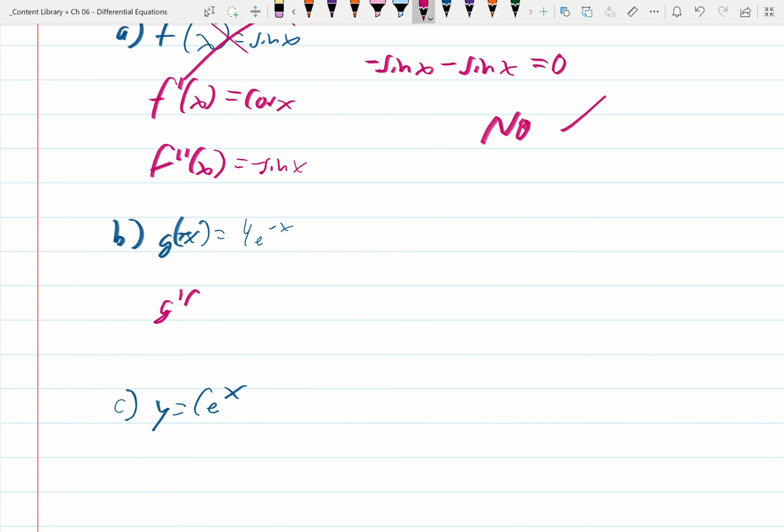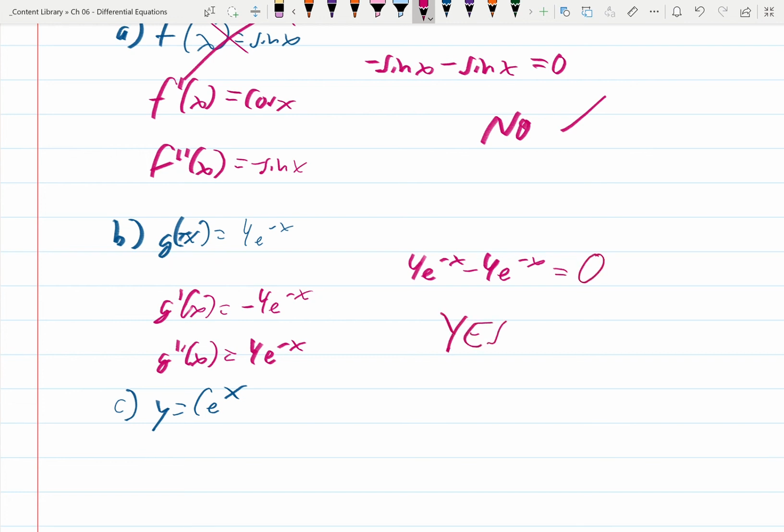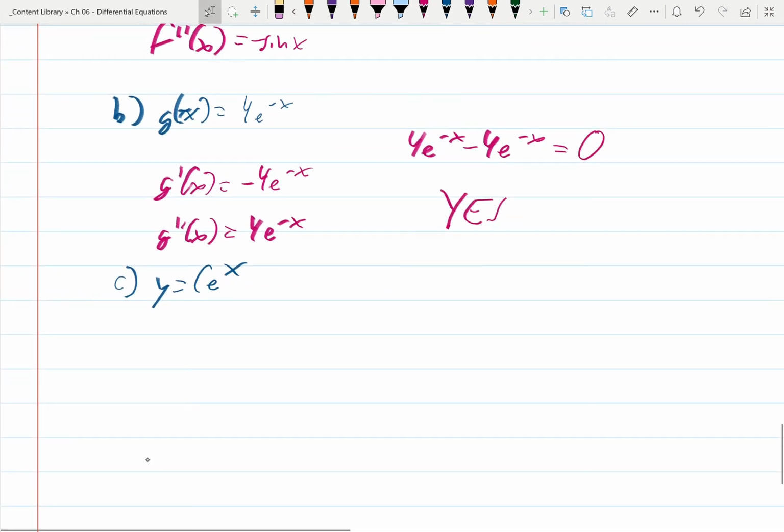Let's find g prime, which by chain rule is going to be negative 4e to the negative x, and g double prime of x is equal to 4e to the negative x. So if I do y double prime minus y, that's the same thing minus itself, so that's a yes. That satisfies.